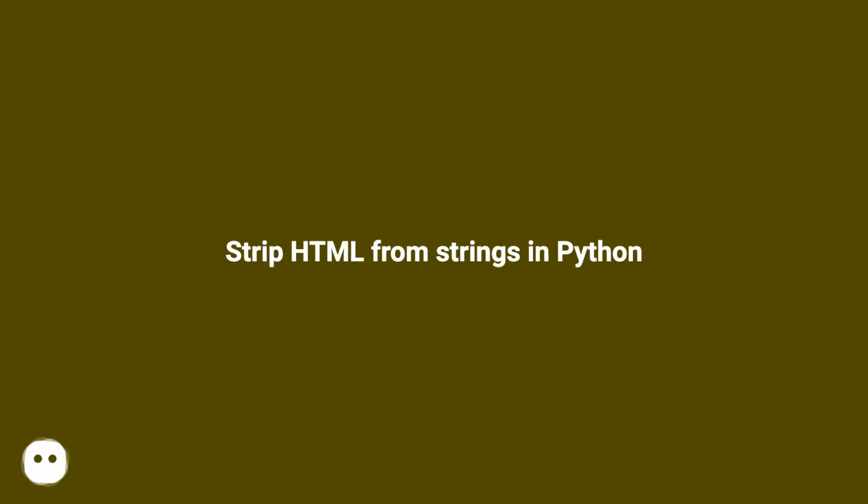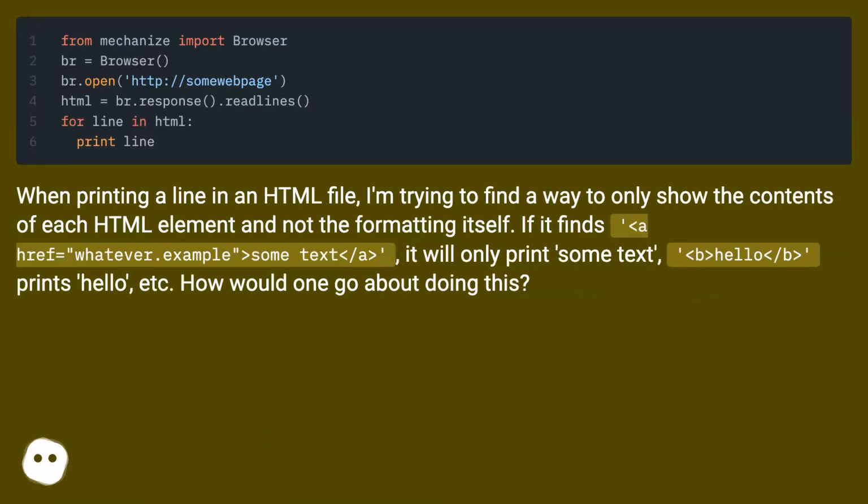Strip HTML from strings in Python. When printing a line in an HTML file, I'm trying to find a way to only show the contents of each HTML element and not the formatting itself. If it finds some text, it will only print some text, hello prints hello, etc. How would one go about doing this?